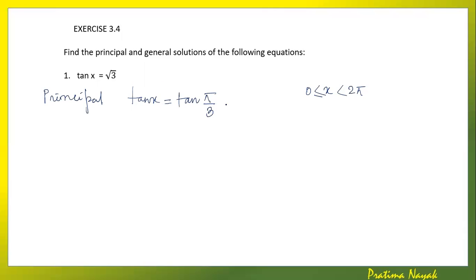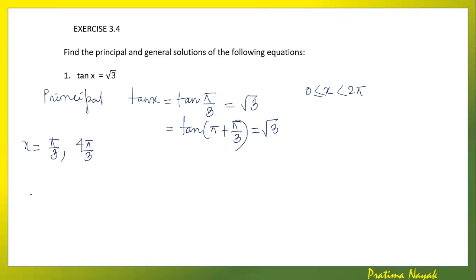So one is pi by 3. Another, root 3, can be tan of pi plus pi by 3. That means in the third quadrant it will again be positive, so this is also a value. So the principal values are pi by 3 and 4 pi by 3. These two are your principal solution.